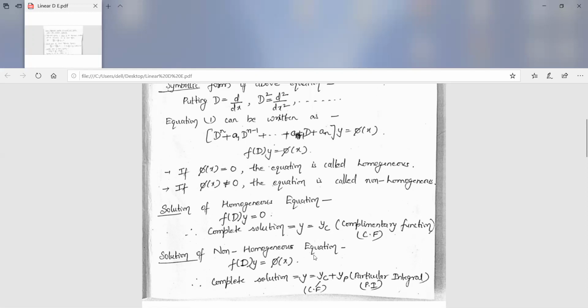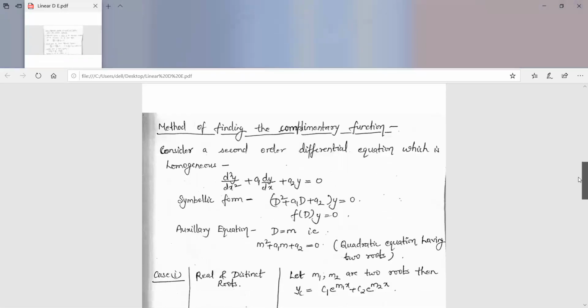Whereas in a non-homogeneous equation, phi of x is not equal to 0. So the complete solution is a combination of two parts. One is the same complementary function and the other one is the particular integral. The combination of these two gives the complete solution in the non-homogeneous category.